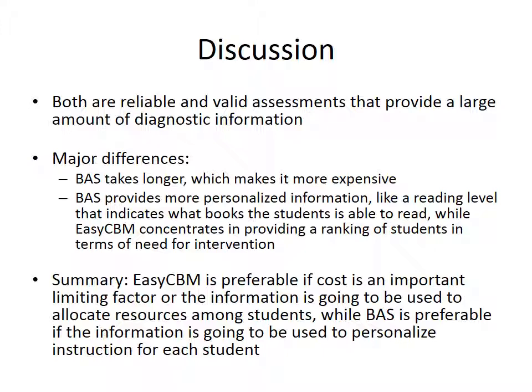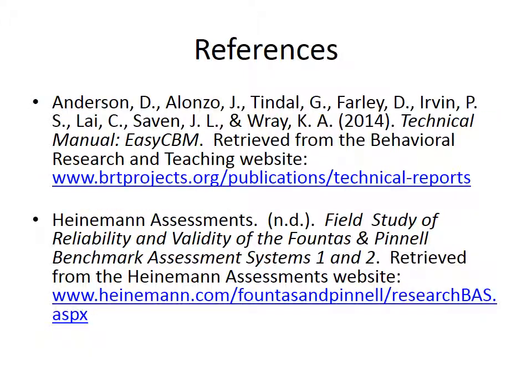So in summary, ECCBM is a preferable assessment of reading performance in grades K to 8 if cost is an important limiting factor, or the information is going to be used to allocate resources among students, while BAS is preferable if the information is going to be used to personalize instruction for each student. And these are the 2 references for the reliability and validity studies for each of the assessments.